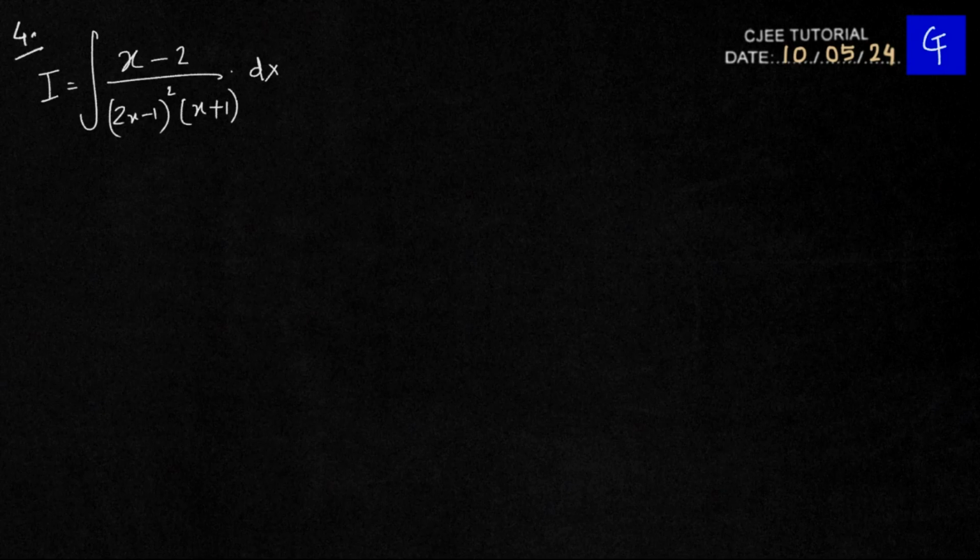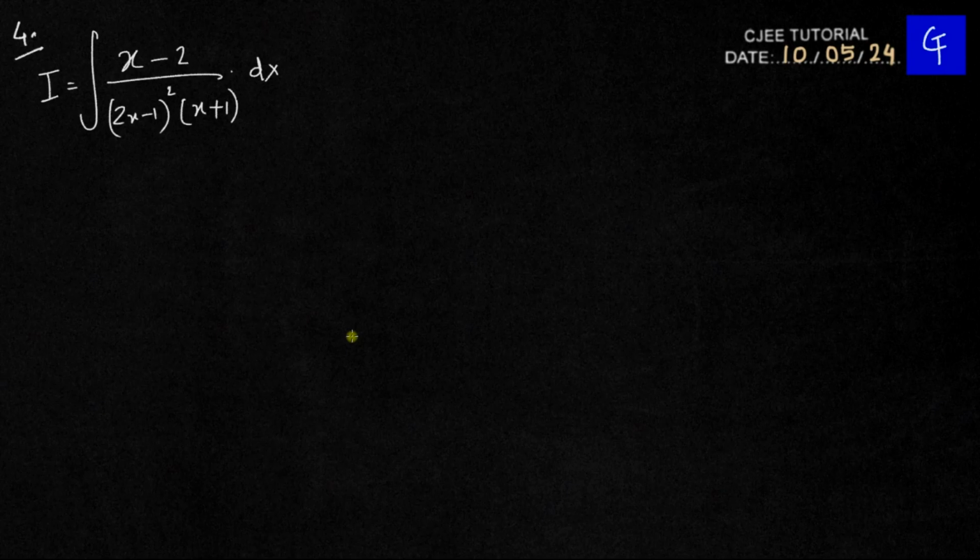Now suppose this is the next problem and there is a repeated root here. Now what are we going to do about this? So the division is not possible because the degree of the numerator polynomial is less than the degree of the denominator polynomial. The degree of the denominator polynomial is 3 and that of the numerator polynomial is 1. So we cannot proceed with the division.